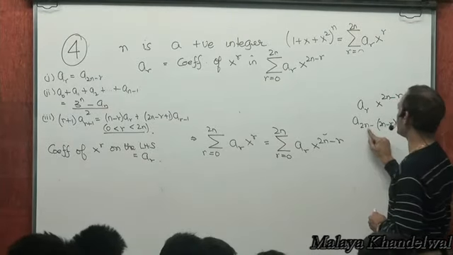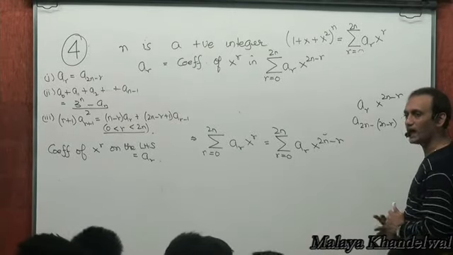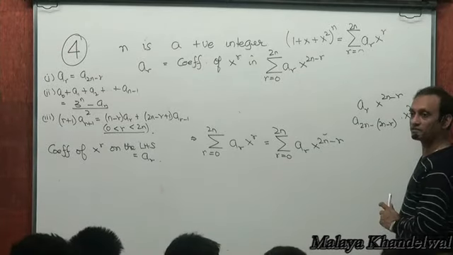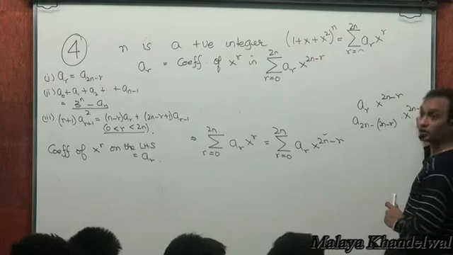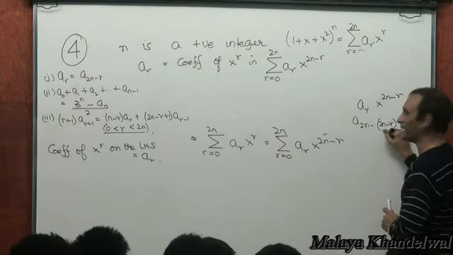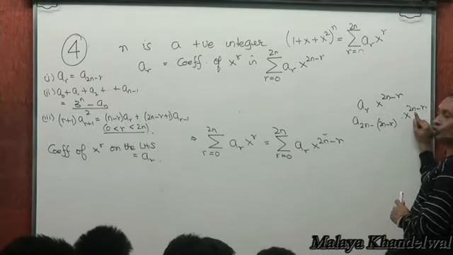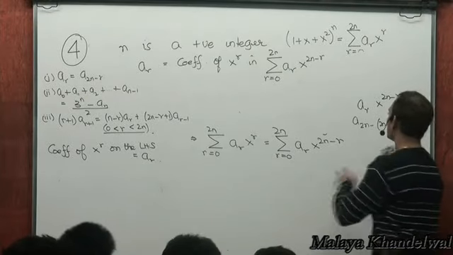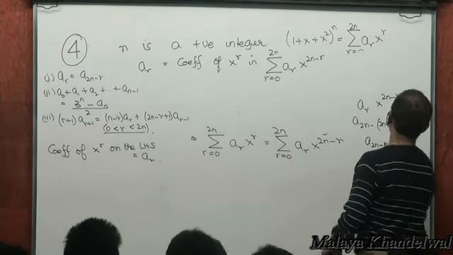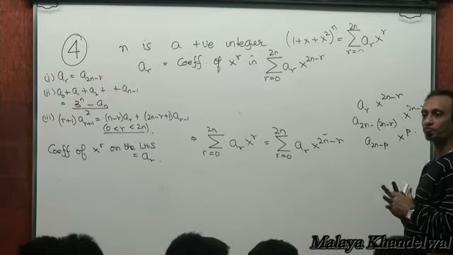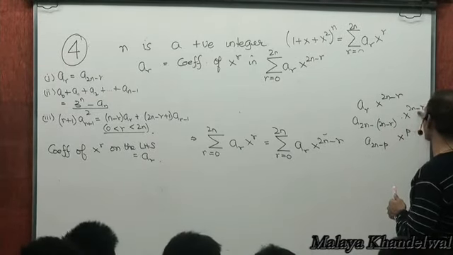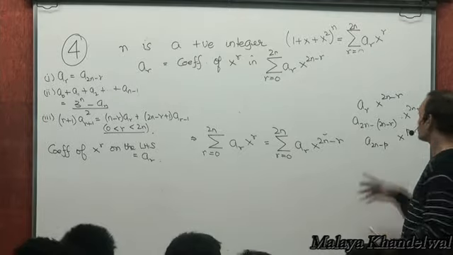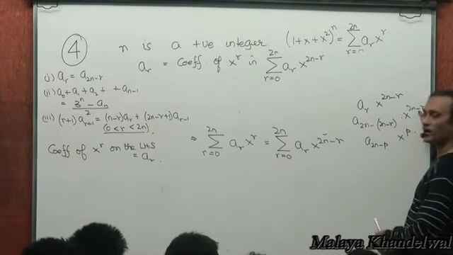Isn't it? This ar can be written as a 2n minus r x to power 2n minus r, right? So the coefficient of x power p on the right hand side is a 2n minus p. You know what I'm saying? Treat 2n minus r as p. a 2n minus p x power p, yes or no? Is that not of this form? That's what the right hand side is all about.